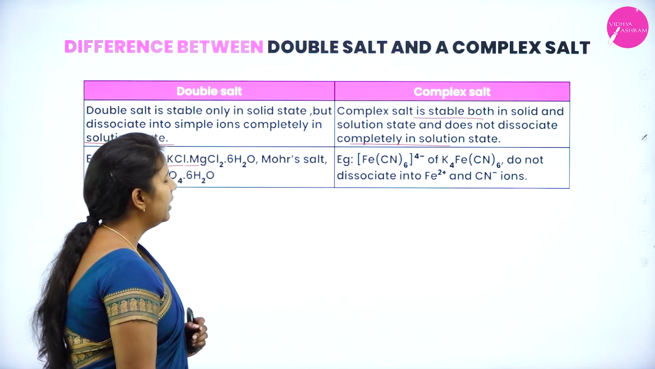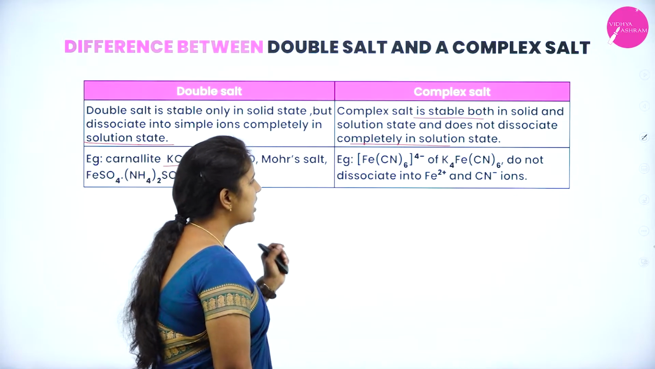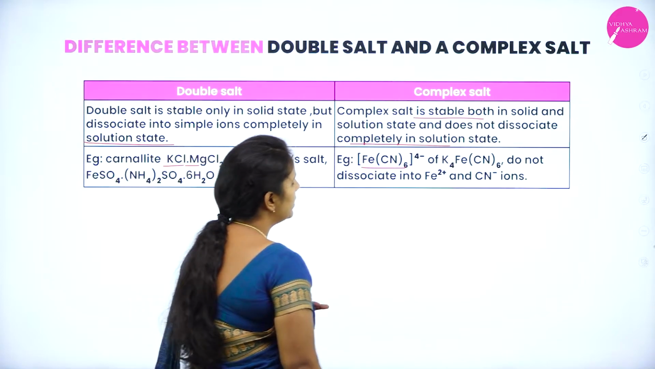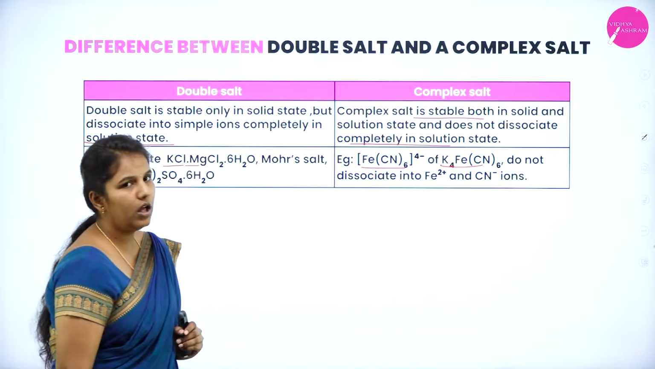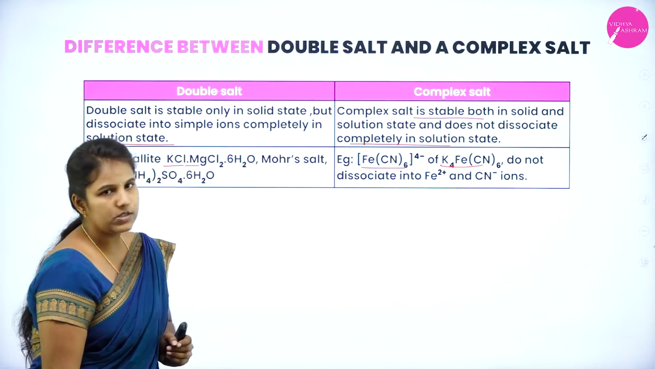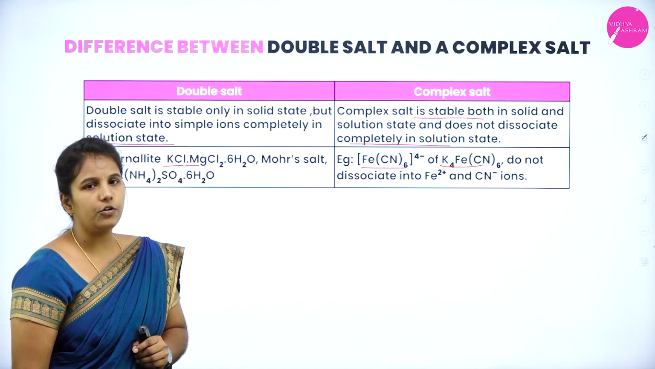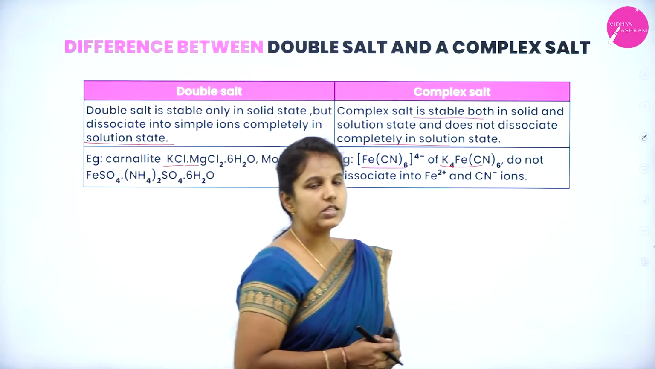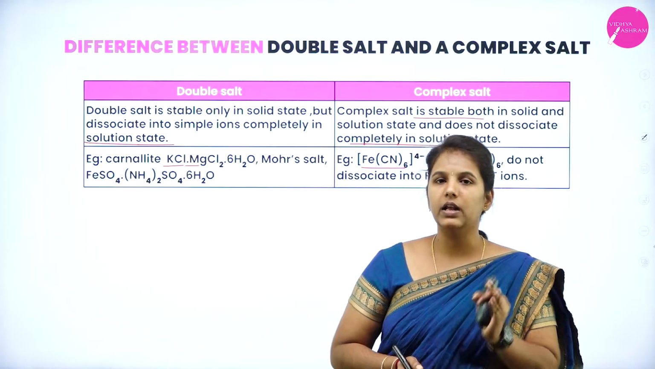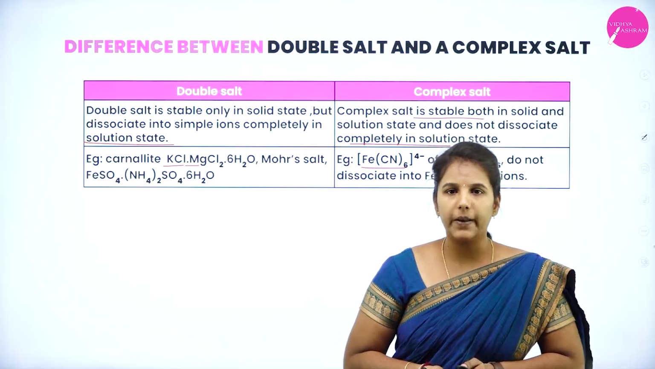So, for example, in potassium hexacyanoferrate, and similarly you can see that potassium hexacyanoiron is not dissociated to give iron 2 plus as well as CN minus ions. So, these are the differences between a double salt and a complex salt.